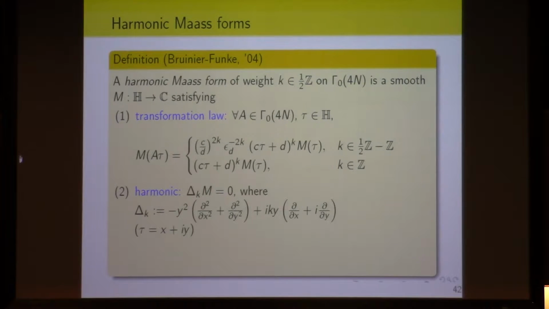Secondly, these functions are called harmonic. Why are they harmonic? Because they're annihilated by a Laplacian operator. This is some degree 2 differential operator that's defined here in terms of the real and imaginary parts of tau, x and y. So this function should be killed by this operator. And thirdly, like ordinary modular forms, they should satisfy some appropriate growth condition in the cusps. I'll explain what that means in another couple of slides.